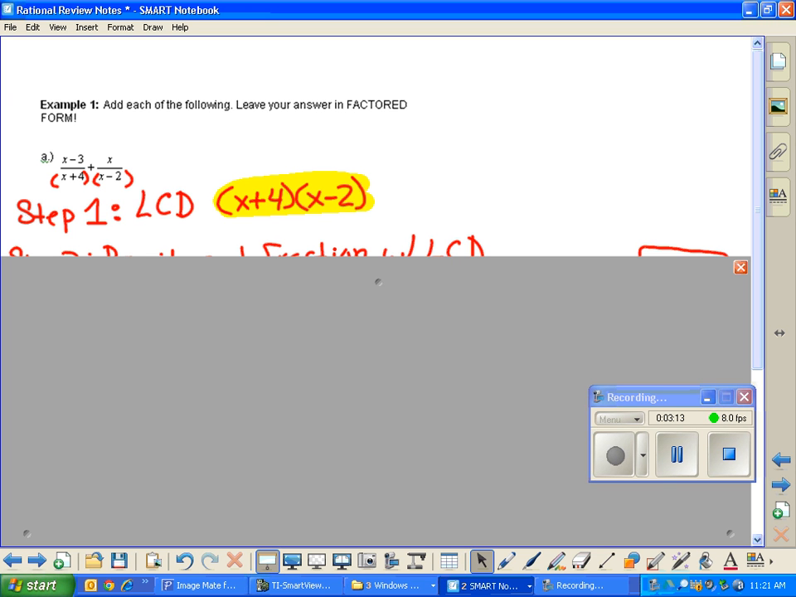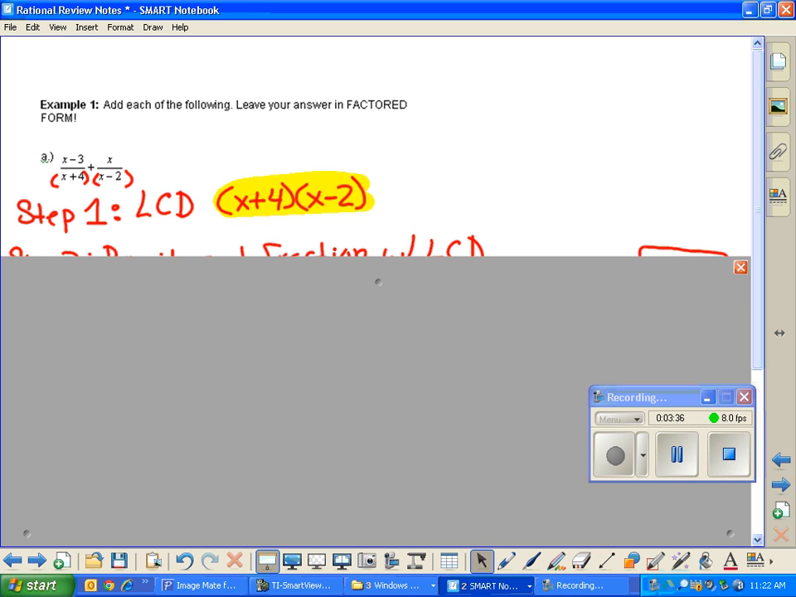It's the same idea though as in the warm-up where it's just numbers. So you have like 1/3 and 2/5, I think it was, and so your common denominator is going to be 3 times 5. So now we have x plus 4 and x minus 2 as our denominators, and our common denominator is just them multiplied together. Just looks a little funny because they're expressions.